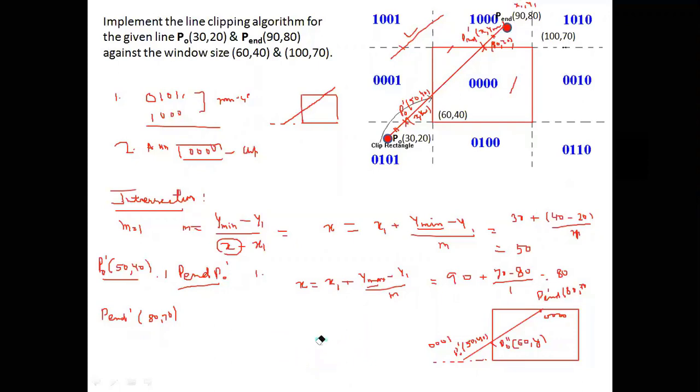How will we calculate the intersection points? Let's calculate it. We'll take these new endpoints to calculate P naught double dash, because we have already clipped the line one after another, executing the algorithm step by step.